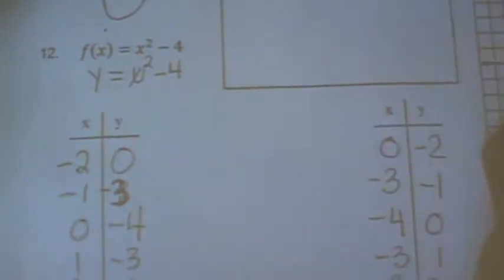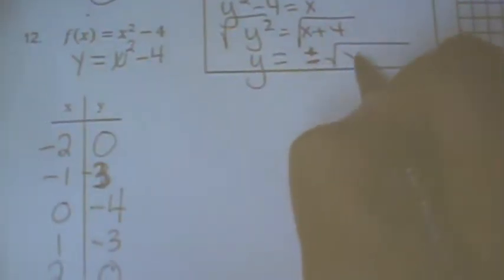And now I need to know the rule, the equation. So how do you do the rule? What do you do here? Switch what? X and y. X is equal to y squared minus 4. Add 4. And take the square root of both sides. So what do you get? Plus or minus. Good. Don't forget that plus or minus. And that's another reason why it's not a function. You've got 2 x values here.